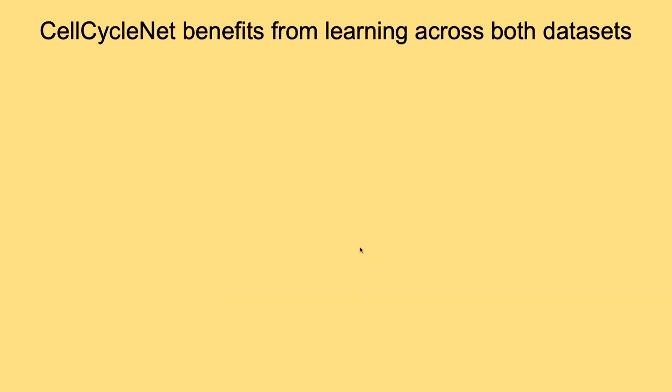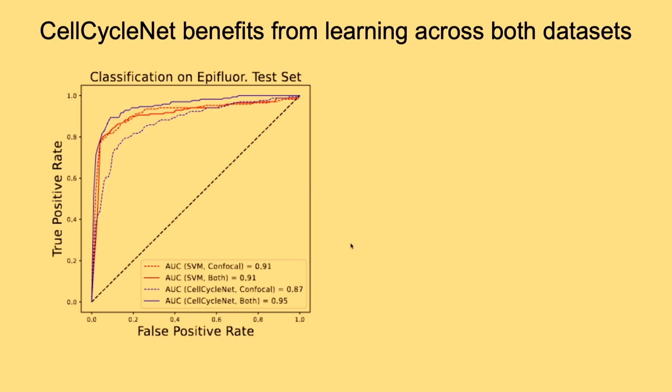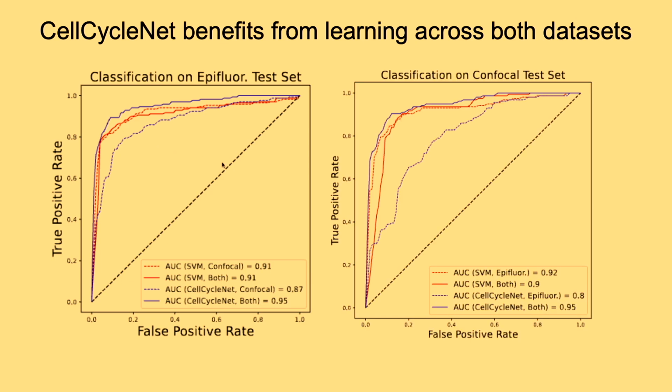And last but not least, we want to test the generalizability of our cell cycle net models. We found that our cell cycle net model can benefit from learning across both datasets. Here, we are using a training scheme where we train on the confocal dataset or train on both datasets and test on the epifluorescence dataset. The dashed curve represents the model trained on both datasets. As we can see, for the SVM, the red curves, the model trained on the other dataset or both datasets doesn't seem to change much. But for our model, if we jointly train from both image datasets, the model gets a significant improvement in this generalizability task. A similar trend holds if we train on the epifluorescence dataset and apply to the confocal dataset.